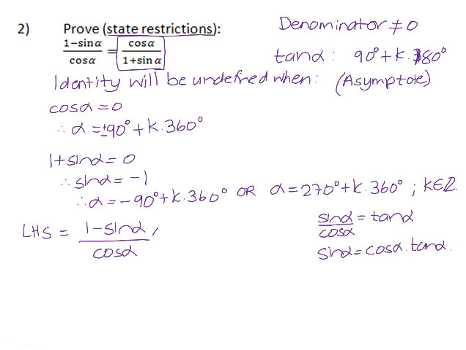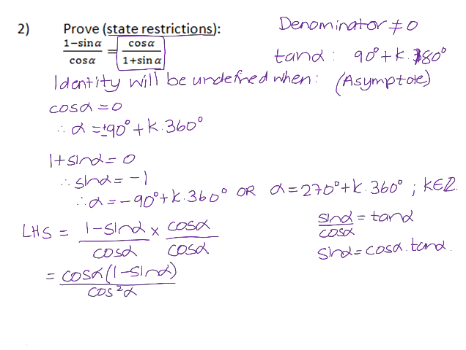So one of the ways that we can do that is to multiply by cos alpha. That will then help us to introduce a cos alpha into the numerator. But I can't just multiply by whatever I like. The only thing I can multiply by in order to keep the value of something the same is 1. And 1 is anything divided by itself. So if I multiply by cos alpha over cos alpha, I'm effectively multiplying it by 1, and I'm not actually changing the value of my expression. So that leaves me with cos alpha into 1 minus sine alpha over cos squared alpha.